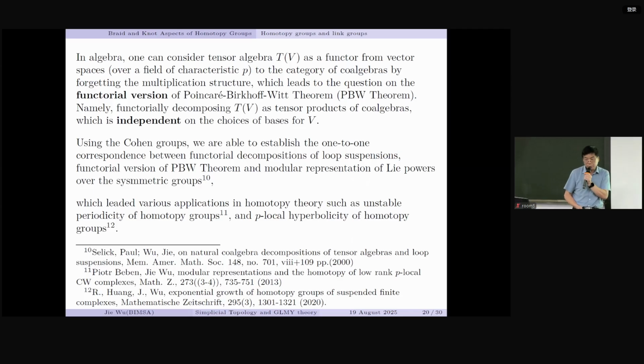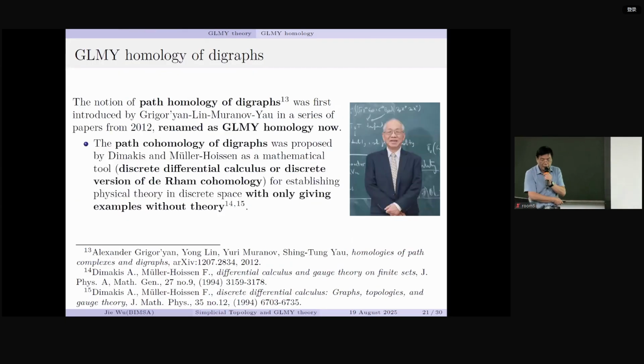Okay, and they will produce a lot of applications in topology. For example, you can produce unstable periodicity of homotopy groups, and you can discuss the p-local and p-modular hyperbolicity of homotopy groups, and so on and so on. Okay. Now, let me move to the last part. How can we make applications of topology?